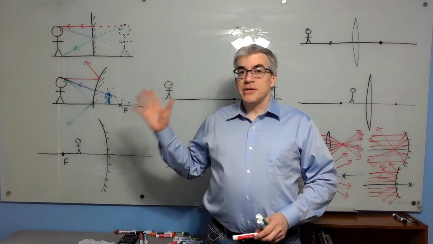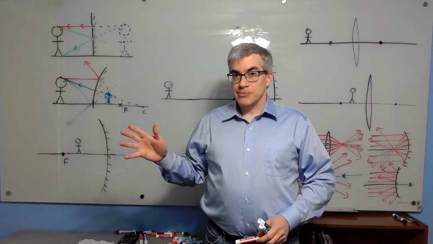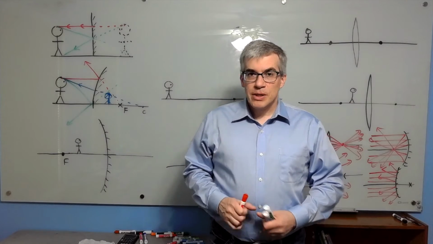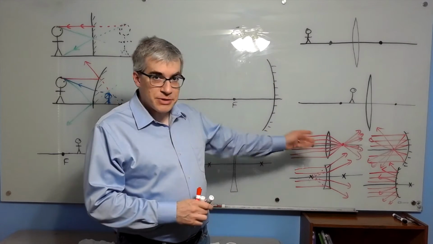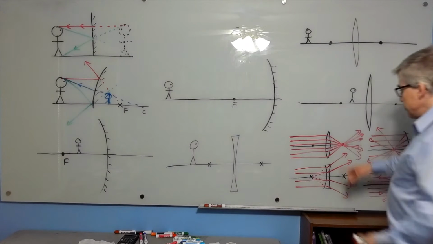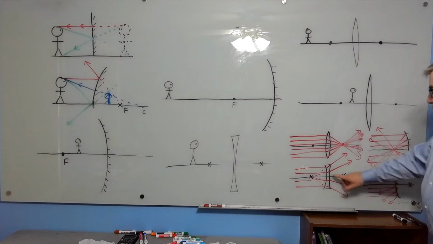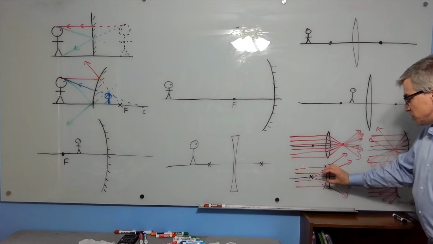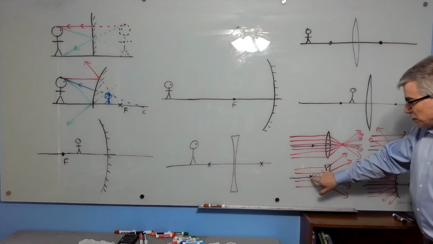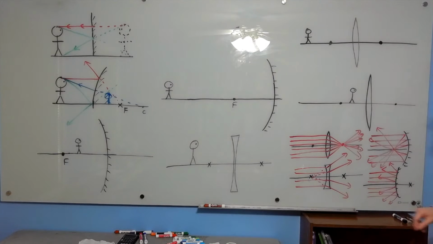Here are the common lens and mirror ray diagrams. Let's start simple. If you have a bunch of parallel rays, I draw parallel rays in red, and you send them to a converging lens, it's going to gather them all at the focal point. But if you give it a diverging lens, it's going to spread the beams out, as if they came from that focal point.